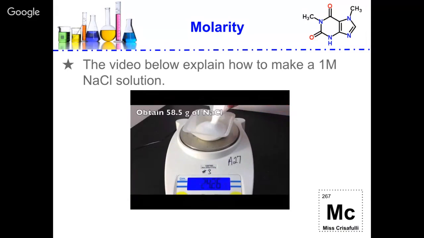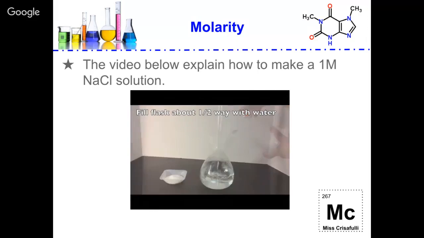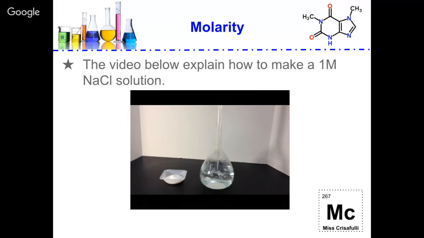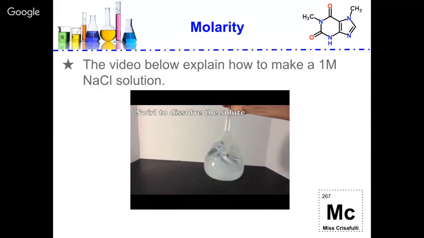You add up the mass of 1 mole of sodium plus 1 mole of chlorine, put them together, and get 58.5 grams. Then you fill the flask about halfway with water. This is a 1 liter flask, 1,000 milliliters. Fill it up about halfway, just enough water to get all of the salt dissolved. Now add your 1 mole. If we were making a 2 molar solution, we'd add 2 moles, but here we're just adding 1 mole. Swirl it, try to get it all dissolved. You may have to heat it, but we're pretty good here.